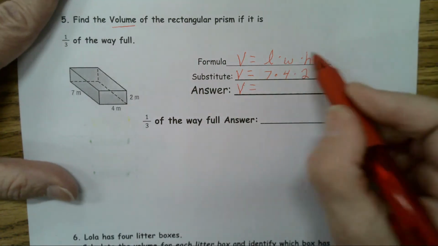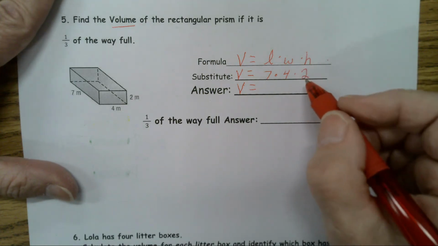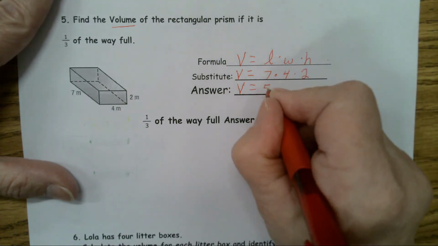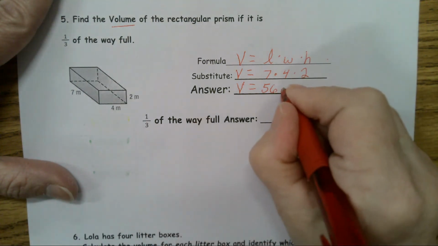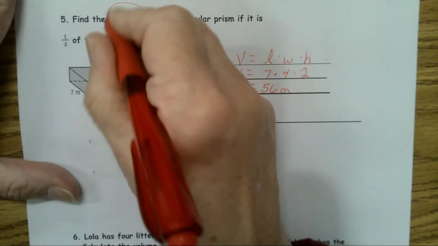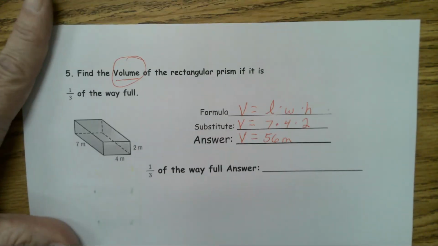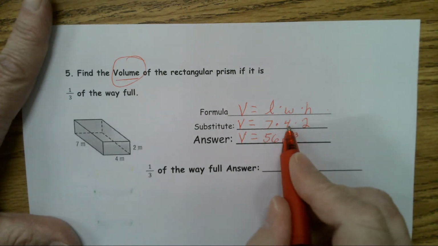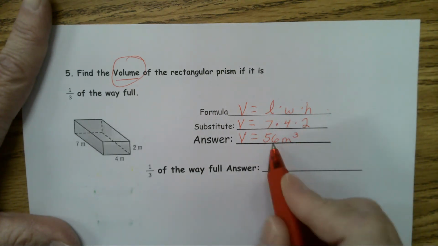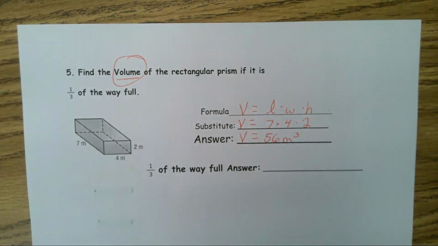Now, 56. What's my label going to be? Meters what? It's volume, cubed. Okay, 7 times 4 is 28. 28 times 2 is 56. Does everyone see how I got that?